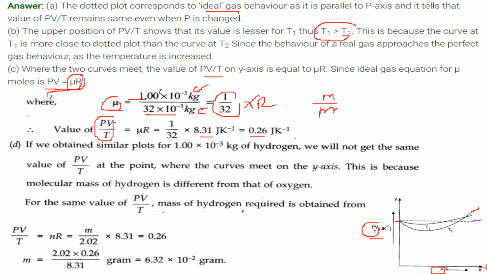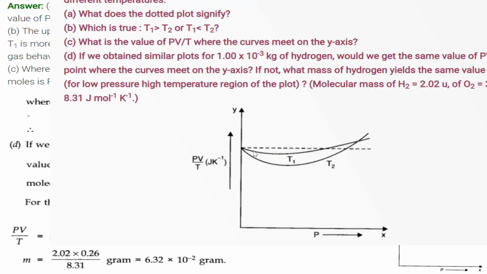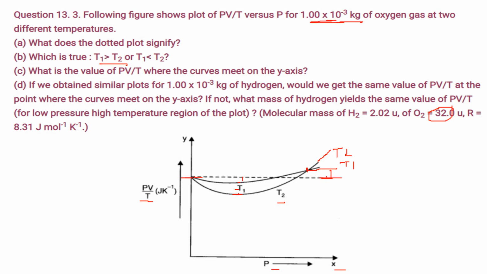Now the next question is, if we obtain similar plots for this same amount of hydrogen, would we get the same value of PV by T at the point where it is going to meet the y-axis? Is it the case? If not, what mass of hydrogen yields the same value of PV by T, that is, the low pressure high temperature region of this plot? The molecular mass of hydrogen we will take as 2.02.